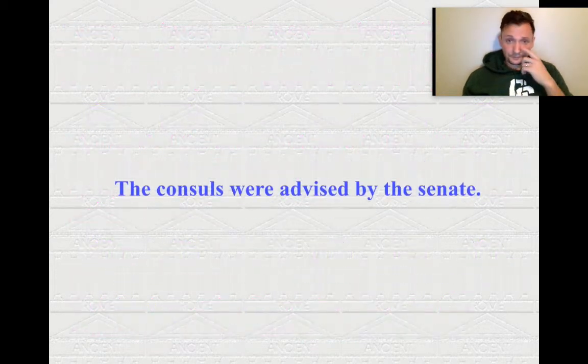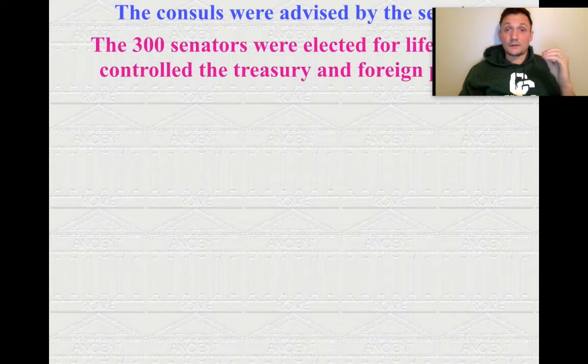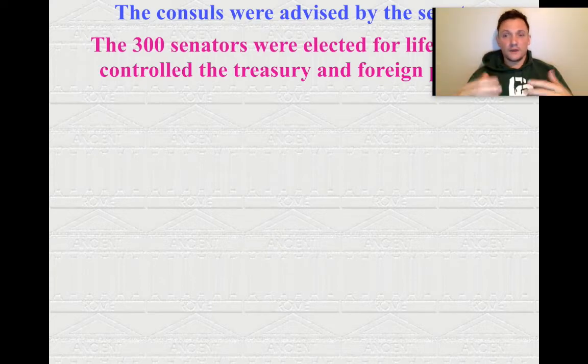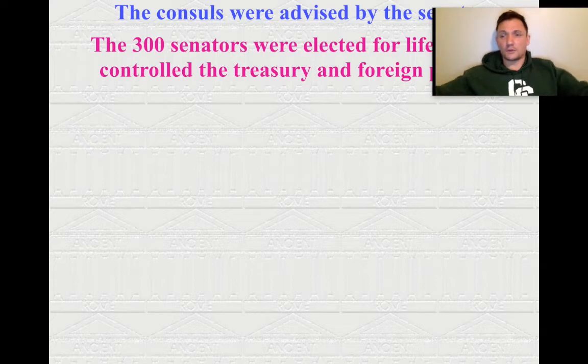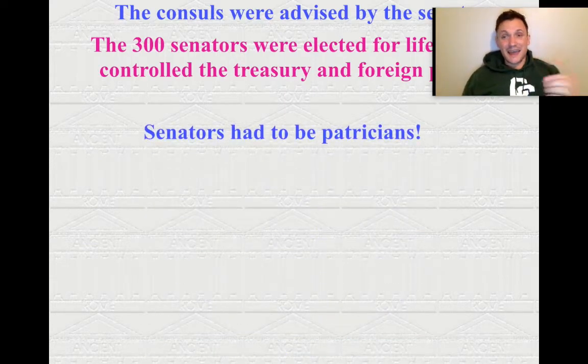So anyway, now, the consuls were advised by the Senate, right? Now, there were over 300 senators that were elected for life. The only way you could become a senator is if somebody else had to die. Now, anyway, they controlled the treasury and the foreign policy. So they controlled areas that the Romans took over as time progressed. Now, senators had to be patricians. Now, this is, of course, early on.